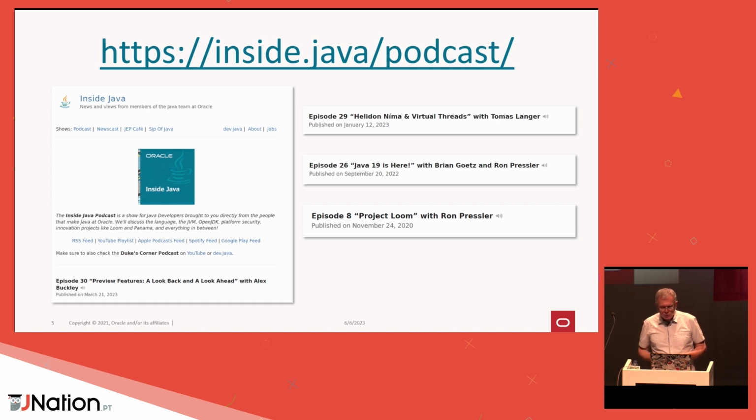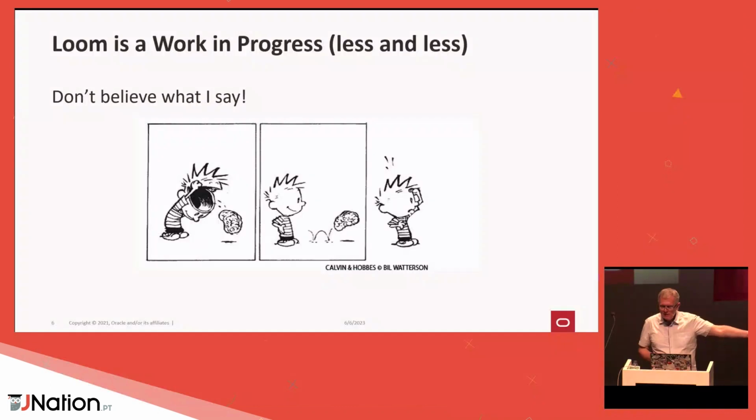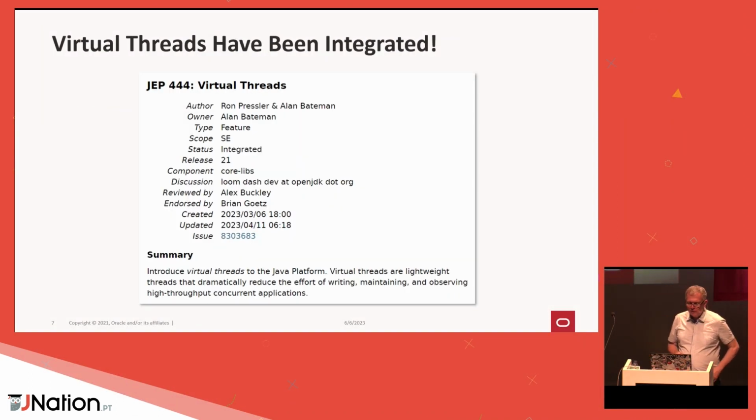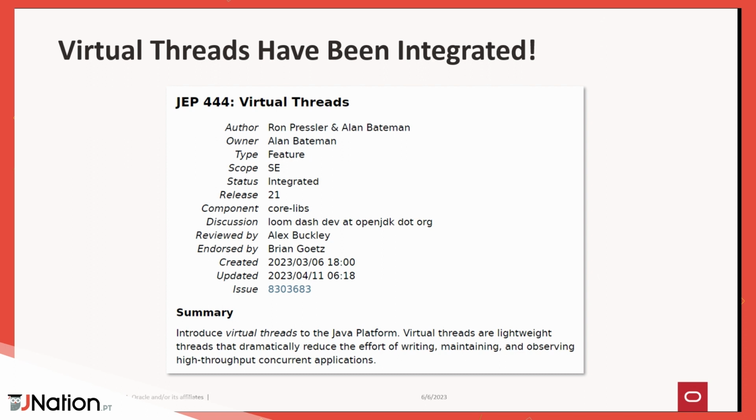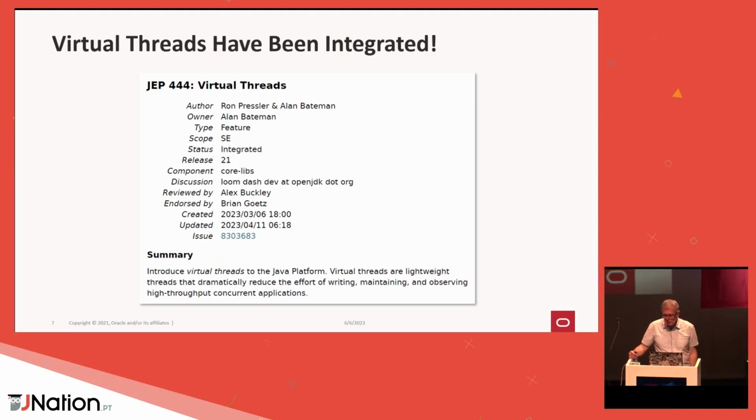Okay. Before we start, just a word of warning, because Loom is still a work in progress, and I would like to say less and less a work in progress. It's not like people are stopping working on Loom, but in the next version, Java 21, you see here, it's not written preview anymore. So that's a final feature of JDK 21. Virtual threads are a reality. We'll have them, and so all the frameworks will be able to support them when JDK 21 is released. And by the way, the release is in September, so it's really around the corner.